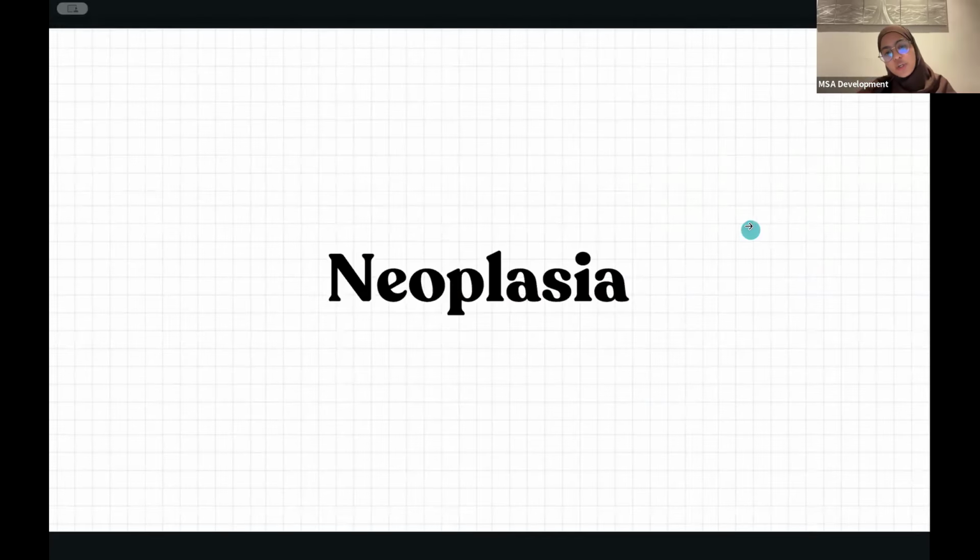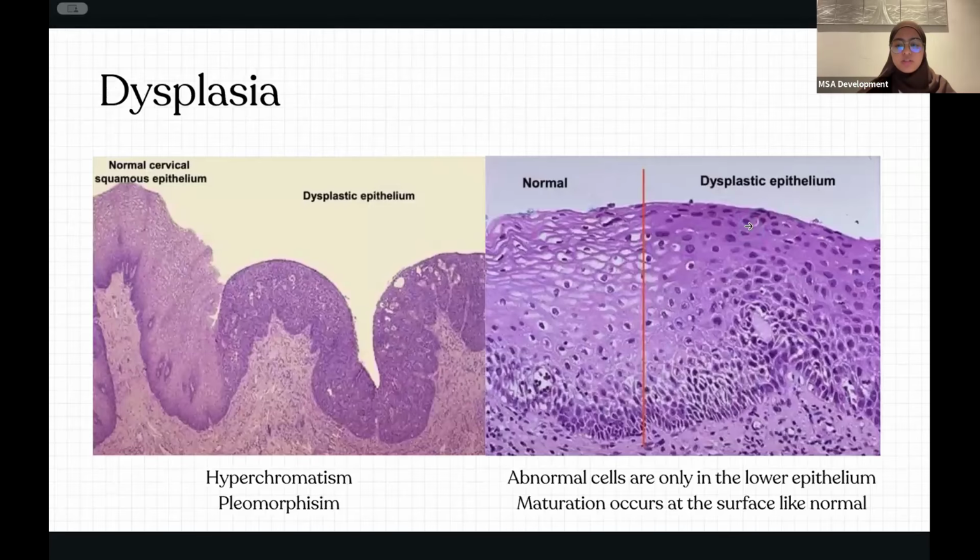Now moving on to neoplasia. The first thing we're going to mention is dysplasia. What is dysplasia? Dysplasia is reversible, non-neoplastic, disorderly growth of the epithelium. Now, it's not neoplastic yet, all right? It's reversible at this point. You can see here, normal cervical squamous epithelium, and then this is dysplasia here. Dysplasia usually shows more cells in number, and there's hyperchromatism and pleomorphism. And the abnormal cells are only in the lower epithelium. They're not in the upper epithelium.